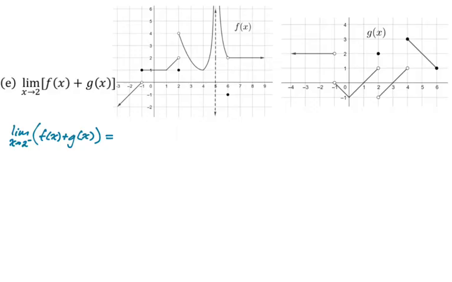So 2 from the left on f of x will be like this. So 2 from the left on f of x is giving us 2. And then 2 from the left on g of x is approaching 1. And we literally just do 2 plus 1. Not bad, right? So now let's look at the limit from the right. The limit as x approaches 2 from the right.